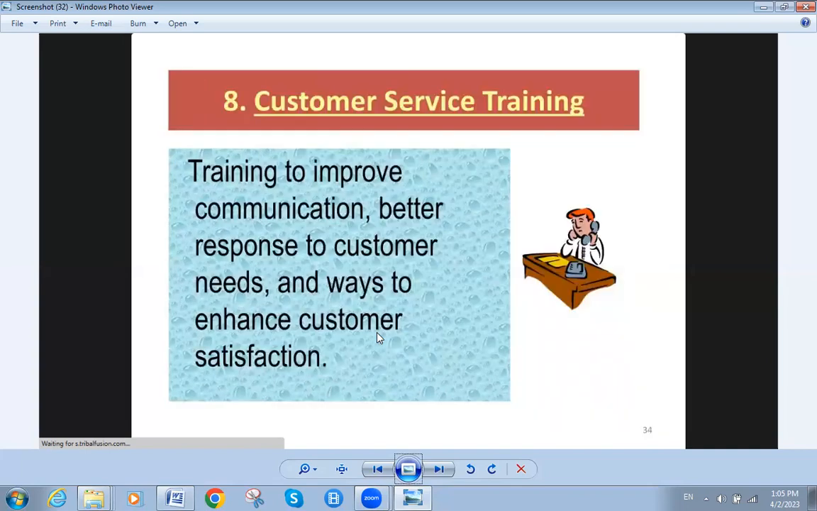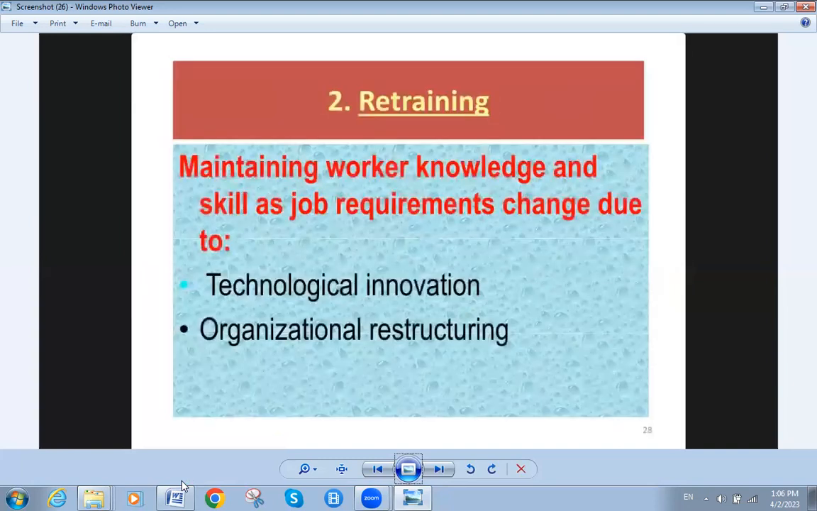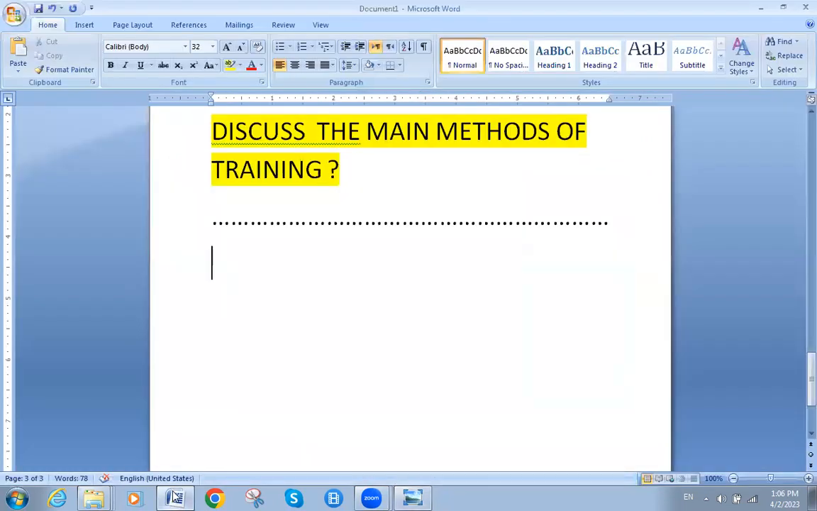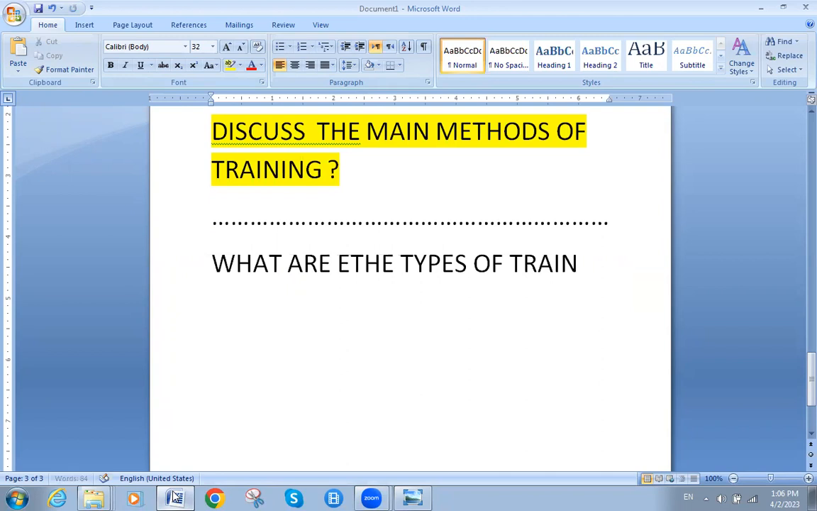Before we go to another point, as I usually do with you, for each point we mention one question about it. Types of training: there will be a question about what the types of training are. So you have to mention all these types which we said just now.